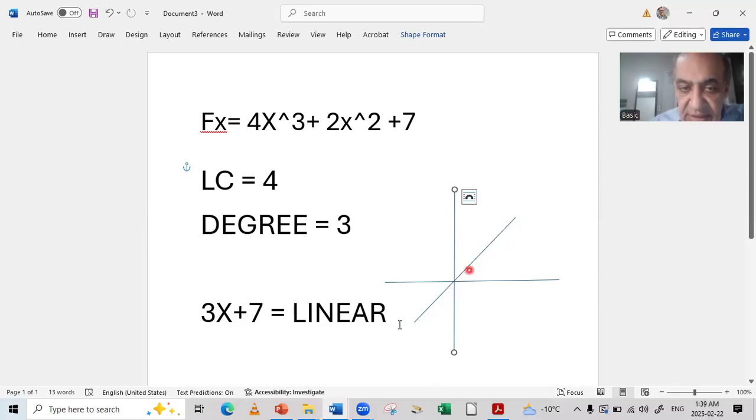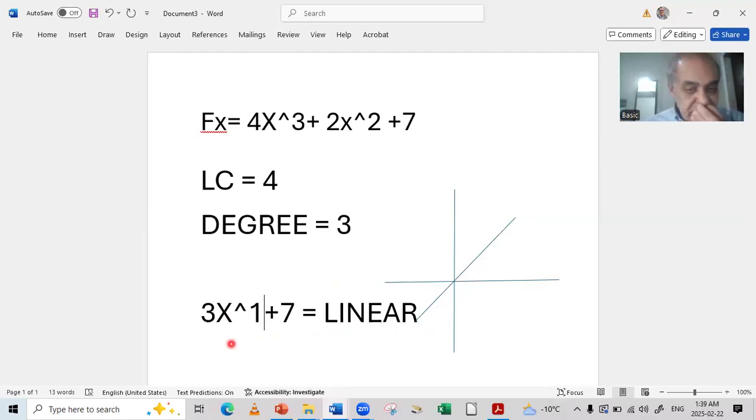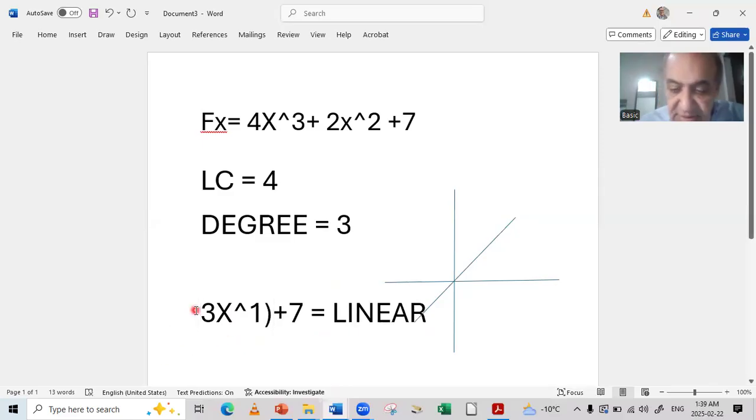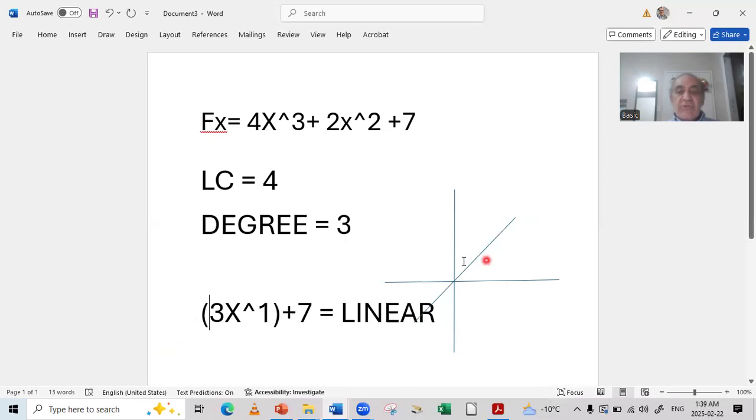So this is a linear function. This line is a linear function because this is 3x plus 7, which is a linear function. A linear function usually takes the figure of a line. Why? Because the power which I have here, x power 1. This x is power 1 actually, but we don't write the 1 power. Okay? This is power 1. And here I will close it so that you know that this is a whole amount together. So this is the linear function. In that case, it should be like what you see in front of you here.